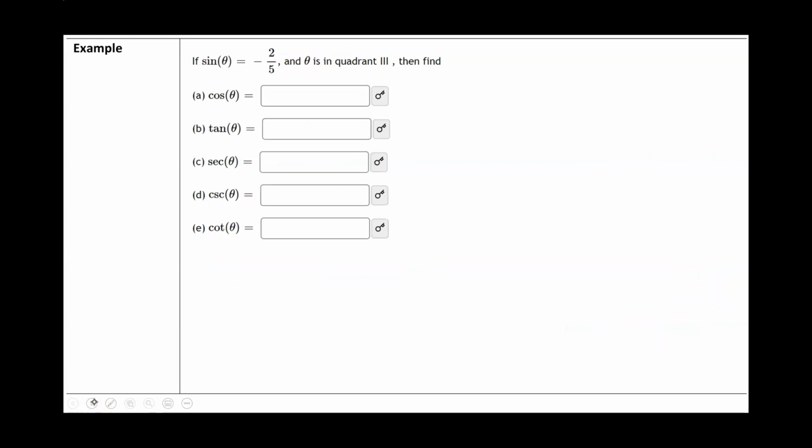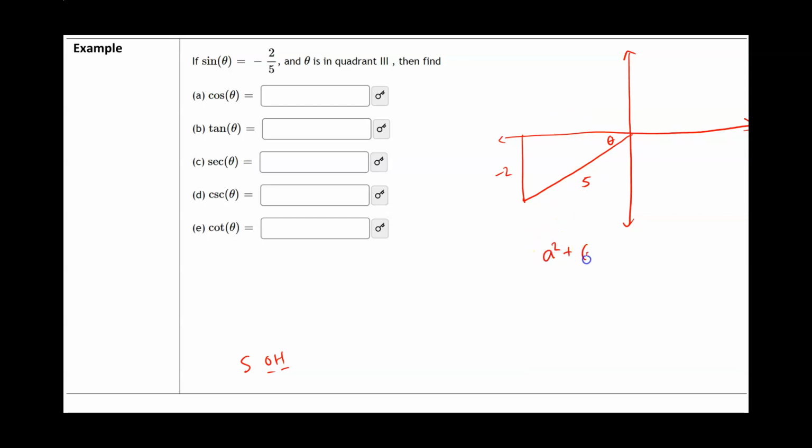Next one, we're given that sine of theta is negative 2/5. And this time they even tell us theta is in quadrant 3. So we are going to draw angle theta in quadrant 3. And we know that sine is negative 2/5. So SOHCAHTOA, sine is opposite over hypotenuse. So for angle theta, the opposite is negative 2, and the hypotenuse is positive 5, which means we're missing the adjacent side. So we can say a squared plus b squared equals c squared.